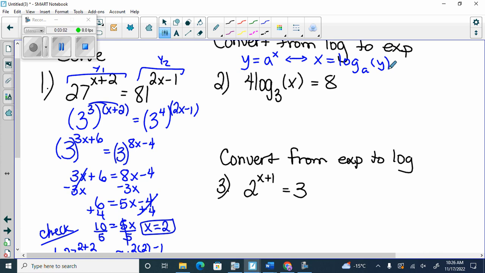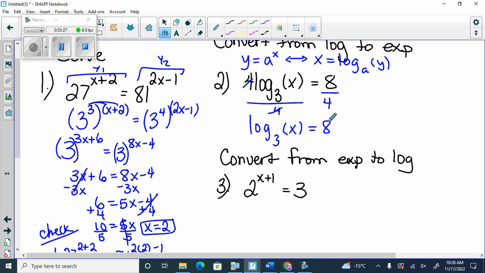But I told you that in order to convert, you can only have 3 pieces of information, correct? Currently we have 4. 1, 2, 3, 4. So what do I have to do with this 4? Divide it over. So now I have log base 3 of x equals 8. So we can line up the formula and do it that way.